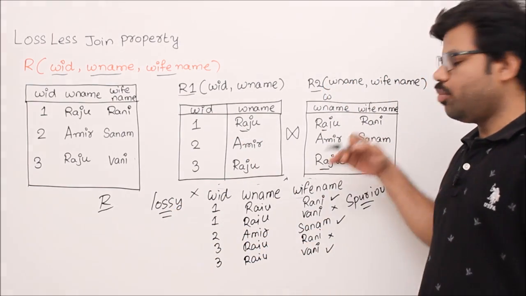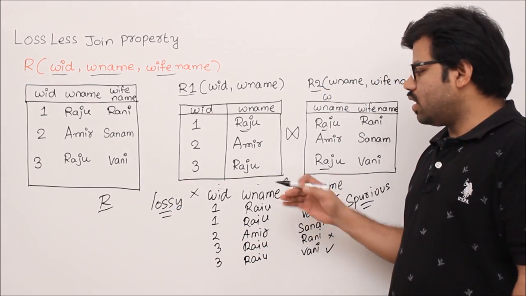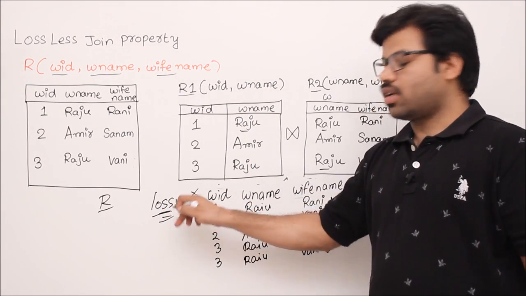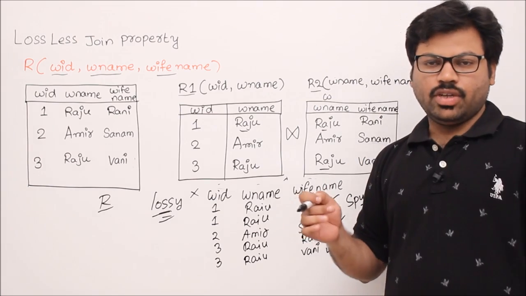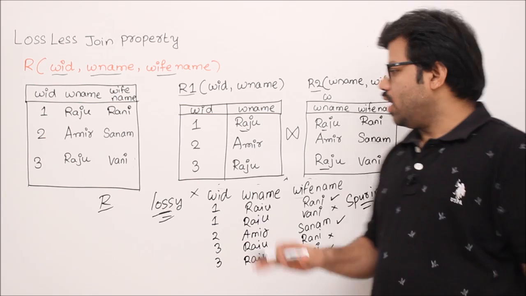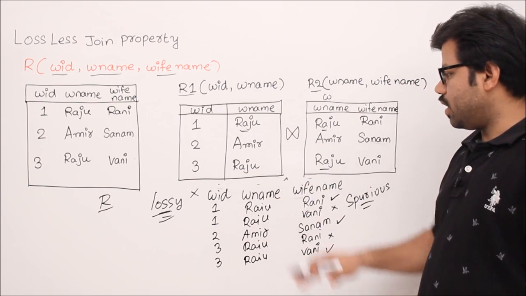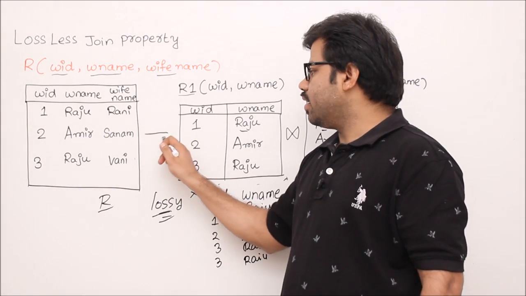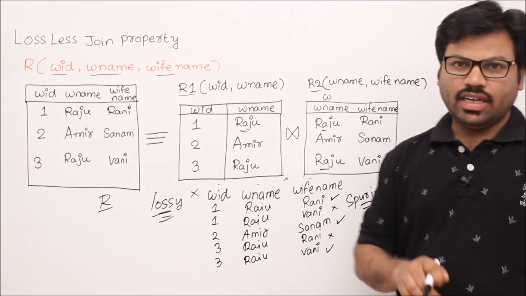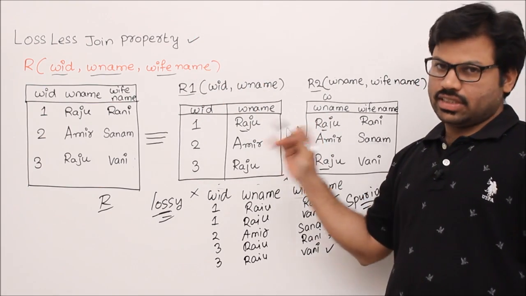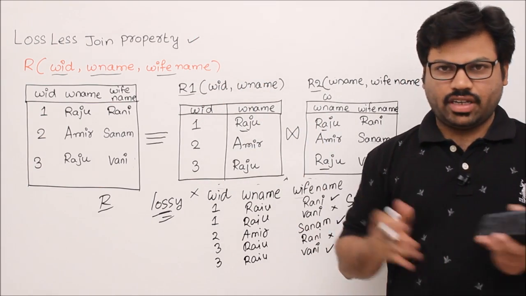Is it the right decomposition? No. If it is right decomposition, you should get your data back, but you are not getting. So this kind of decompositions are called lossy. We should avoid them. So every decomposition should satisfy lossless join property. Whenever you apply R1 natural join R2, if you get your table back, then we say that property is lossless join property. That means your decomposition satisfies lossless join property.